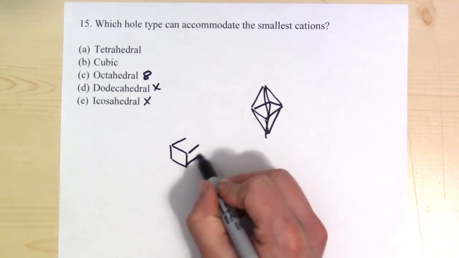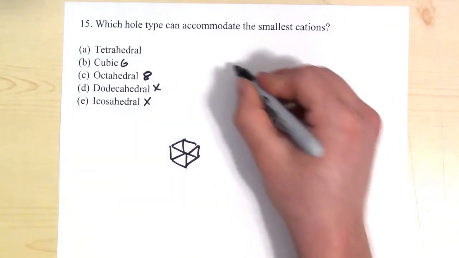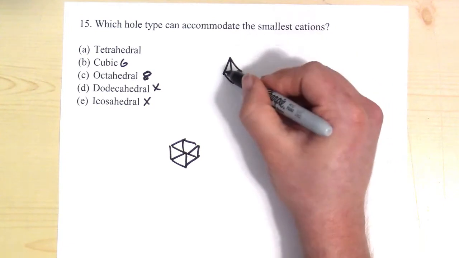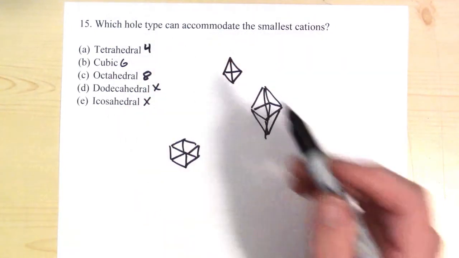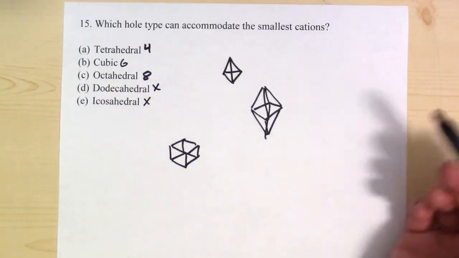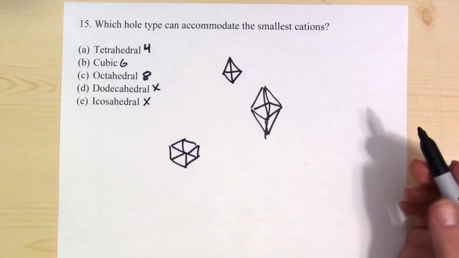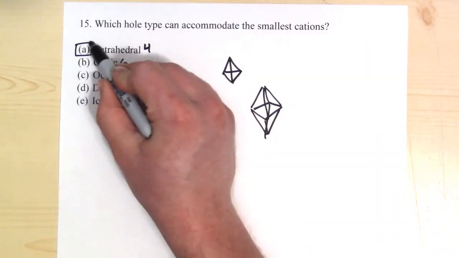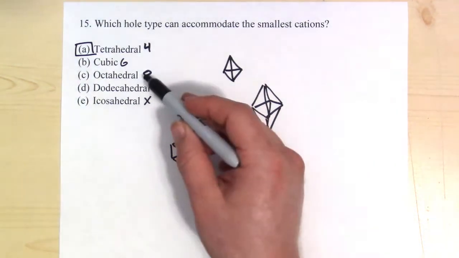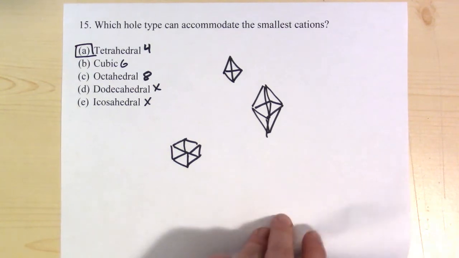A cube has 6 sides, and a tetrahedron is going to have 4 sides. So as I said, the greater the number of sides, the larger the hole. So the smaller the hole is going to be corresponding to the less number of sides. So the tetrahedral hole is going to accommodate the smallest cations, whereas an octahedral hole would accommodate the largest cations.